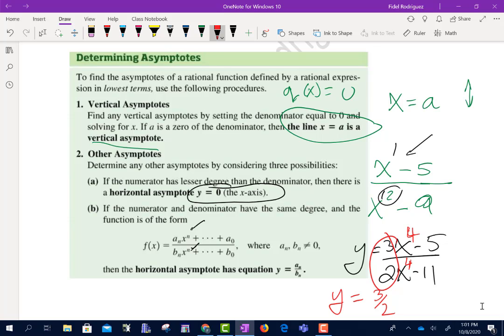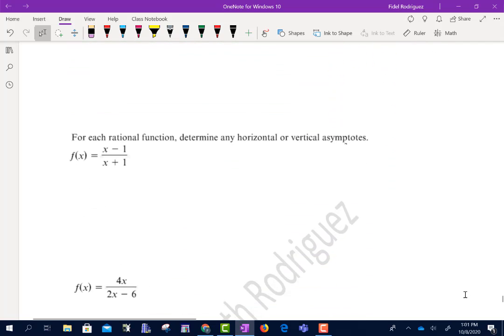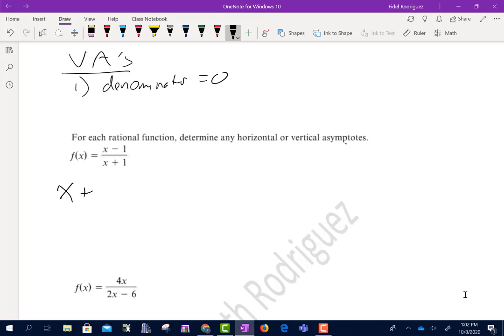Okay, so let's see if we can figure out how to do these particular problems here. It says for each rational function, determine any horizontal and vertical asymptotes. Okay, so the VAs, the vertical asymptotes, we're going to find by setting the denominator equal to 0. So I'm going to take x plus 1, the denominator, and set it equal to 0. We get x equals negative 1. So my vertical asymptote is the line x equals negative 1.